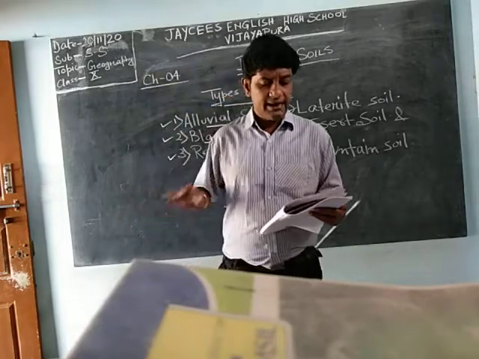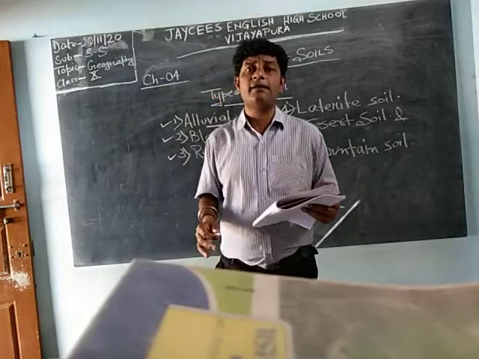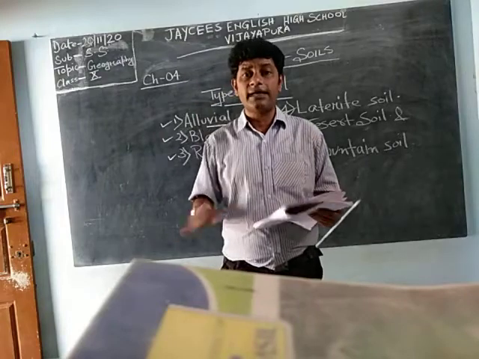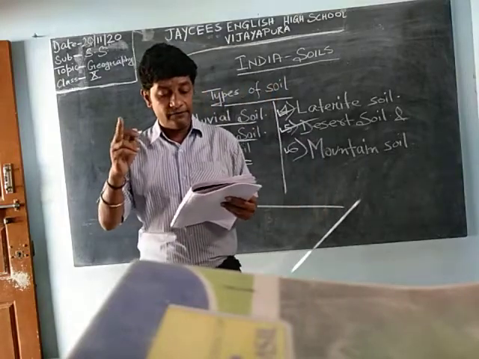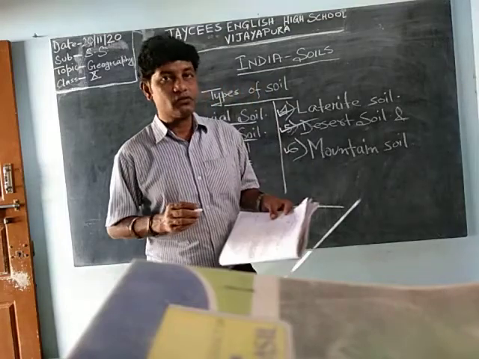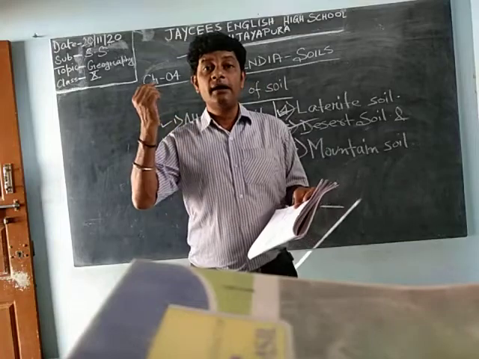No humus is there. It is very low in moisture and it can't retain moisture even for another one hour. So these soils are not at all good for cultivation. They are not suitable for cultivation of crops. They occupy about 1.42 lakh square kilometer of the total area of our country.